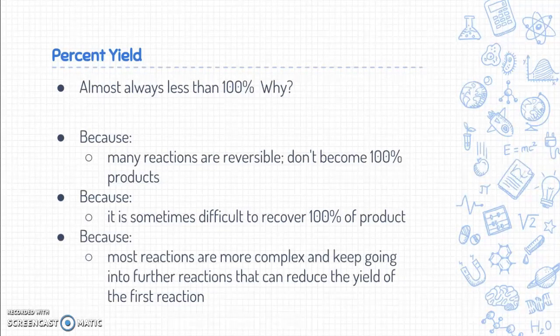And the third reason is because most reactions are more complex than what we are studying at this point and what we are writing as a straightforward forward reaction like A plus B yields C plus D. A lot of those reactions as C and D are forming will keep reacting into further reactions. And that can reduce the yield of the initial products C and D, for example.